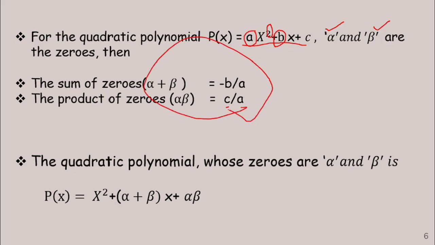This is a very important relation. The quadratic polynomial whose zeros are alpha and beta. Now, in the question, they have given you the zeros and ask you to find the quadratic equation or the polynomial. The format for that is p of x equal to x square plus sum of zeros into x. Sorry, it is minus. Why is it minus? Because here it was plus, we took it as minus b by a. To rectify this minus b by a, here we have to put minus. So x square minus sum of zeros into x plus product of zeros.